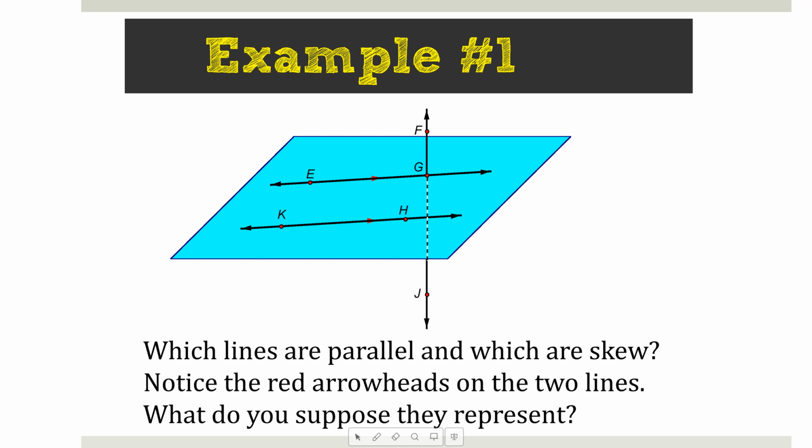Is it K, H, and F, J are skew? Very good. Lines K, H, and F, J are skew. They don't intersect, but they're not on that same blue plane. Good. Anything else? Would it be the same thing for E, G, and F? No, they actually intersect. Notice they intersect at the point G. Then E, G, and F, J are perpendicular. They appear to be perpendicular. Right, so we have all three scenarios outlined there: the two parallel lines, the two intersecting lines, and the two skew lines. Okay, good.